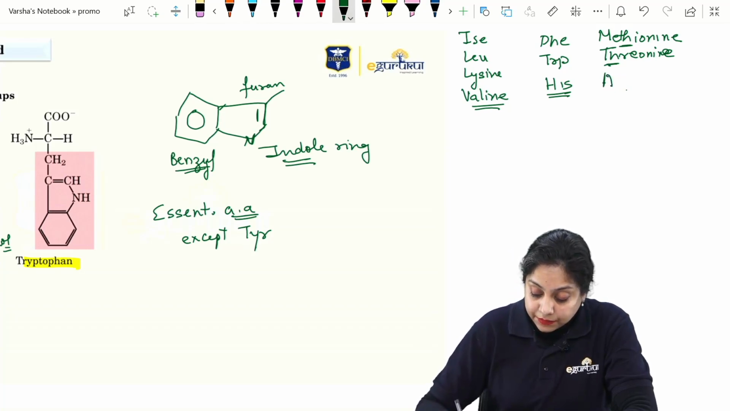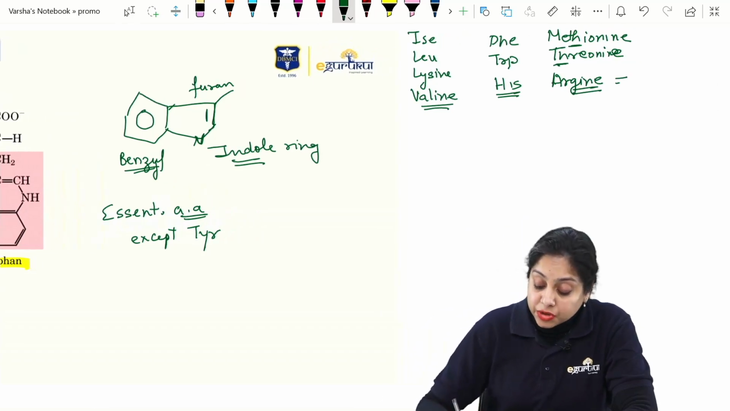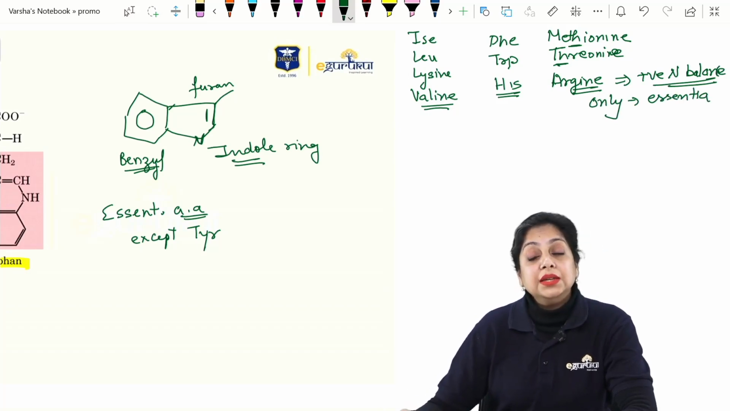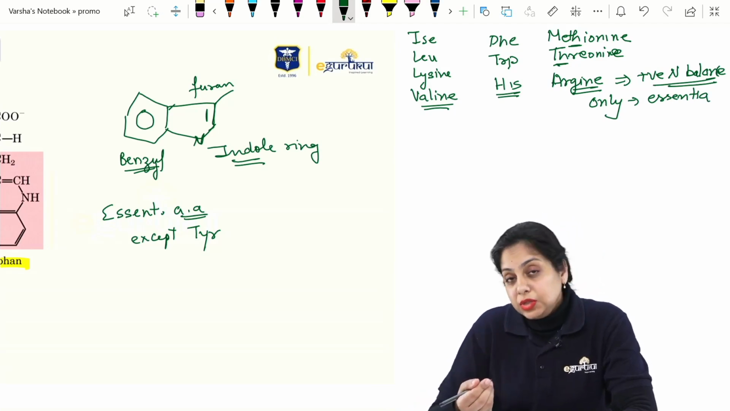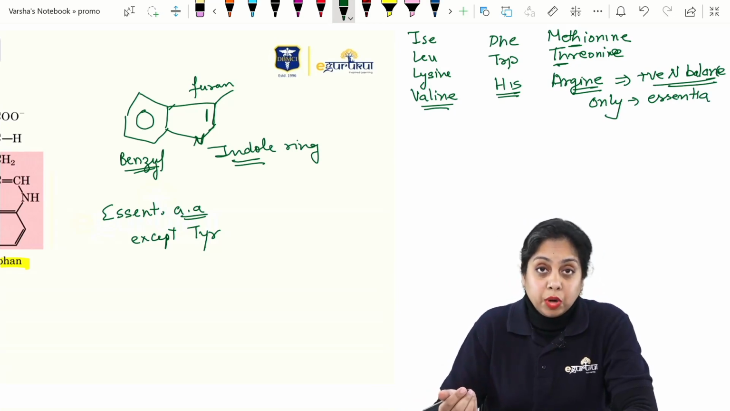Arginine. Arginine is essential in specific cases when there is a positive nitrogen balance. Only then is arginine essential. Only at that point in time does it become an essential amino acid. What is positive nitrogen balance? It is the amount of nitrogen we take in the diet and the amount we excrete from the body, right?